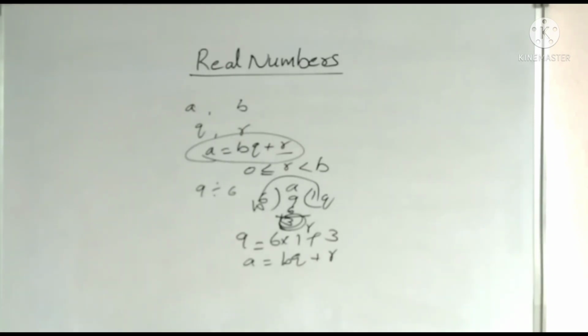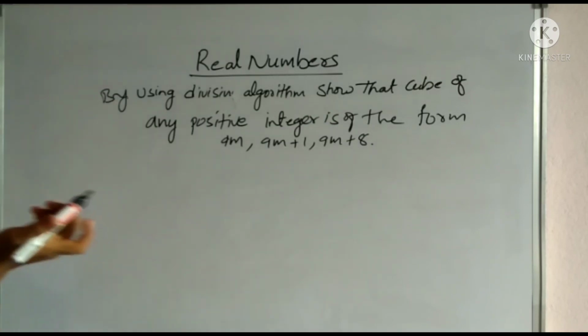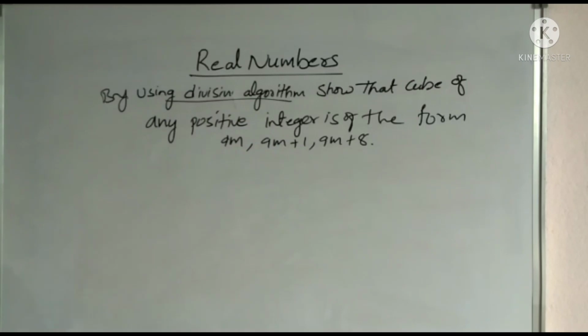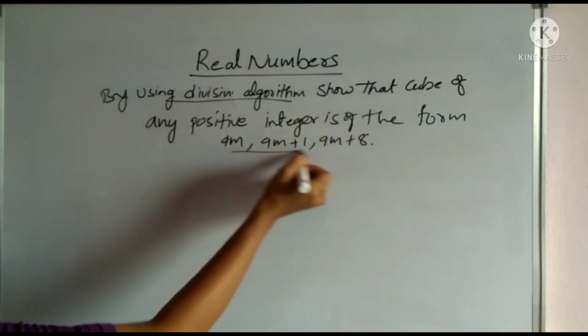Let's see the problem. Here comes our first problem based on using division algorithm. The problem is: by using division algorithm, show that the cube of any positive integer is of the form 9m, 9m plus 1, 9m plus 8. Okay, first of all, what is given in the problem is we should use division algorithm. For what purpose? To show that the cube of any positive integer is in this form.